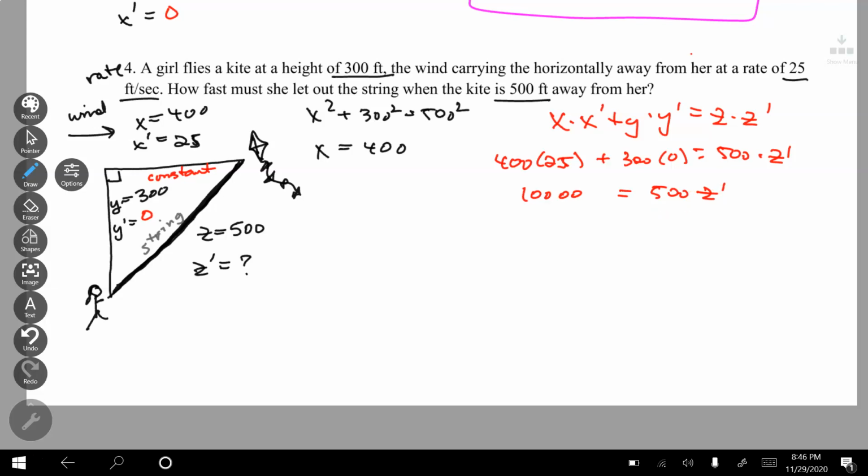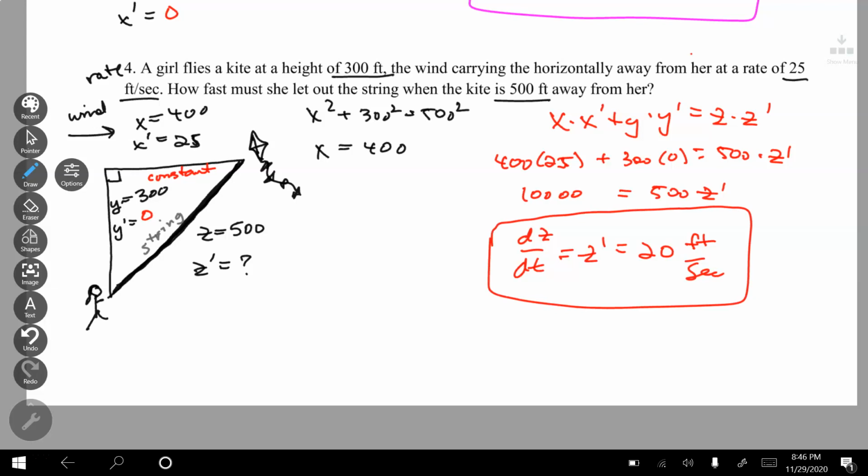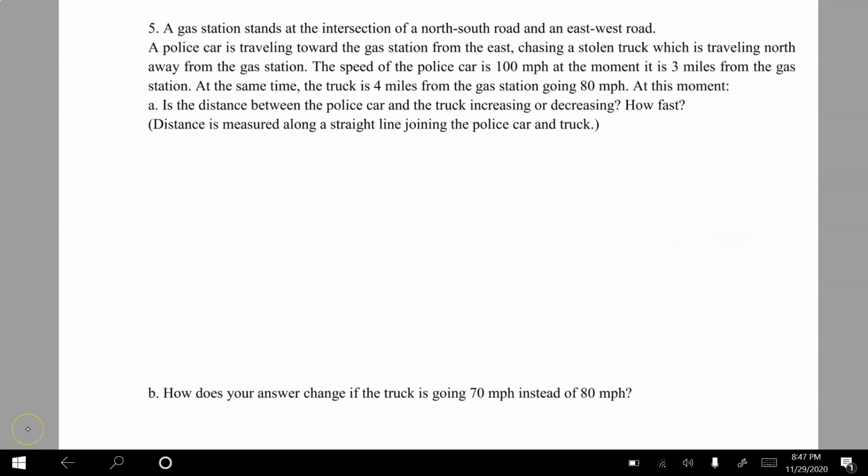Divide by 500. I get dz over dt, which is z prime, is equal to 20. And the rate is in feet per second. So, in this pretty heavy wind of 25 feet per second, she's got to let out the string at 20 feet per second to keep up with the wind.